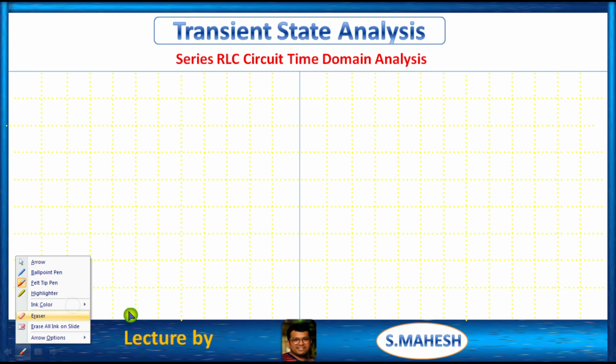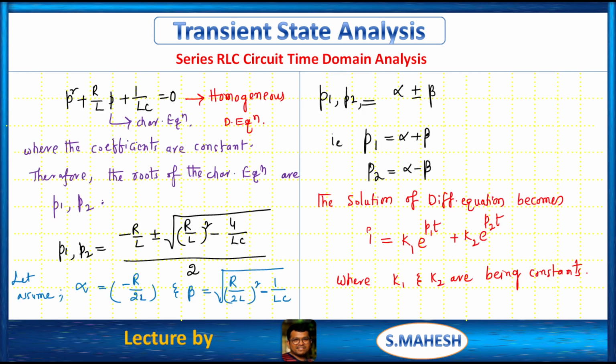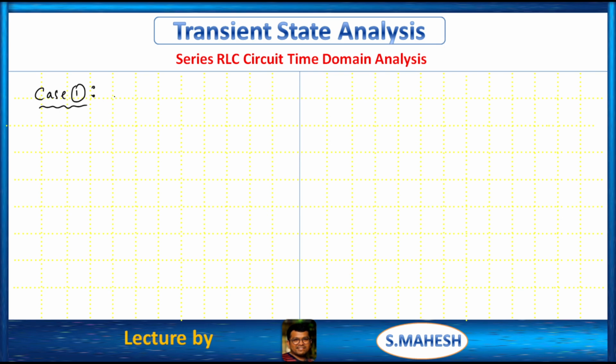Let's discuss case 1. Case 1 is what? What we have? R by 2L, right? What is beta? Beta is what? R by 2L square minus 1 by LC. 1 by LC. We have to take that condition from beta. What is that condition?